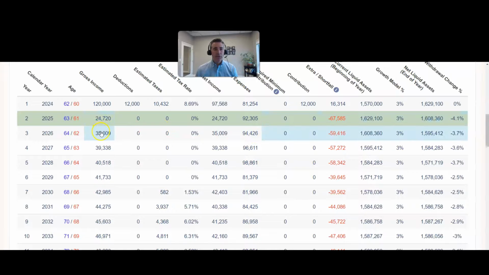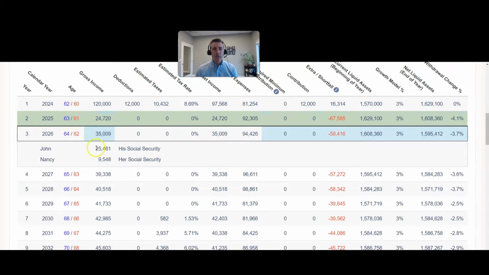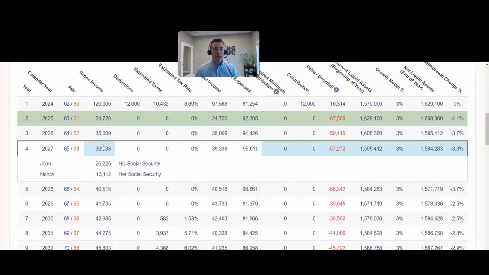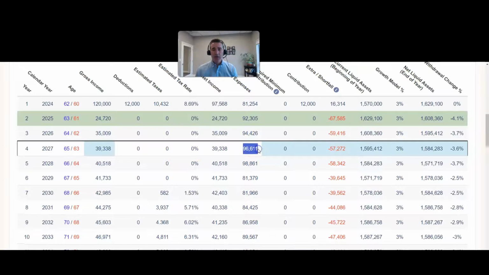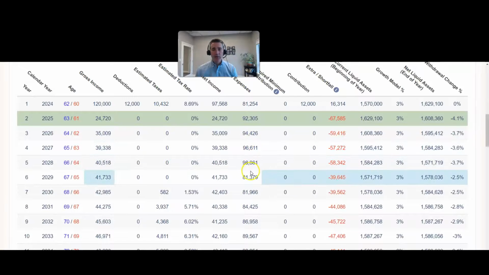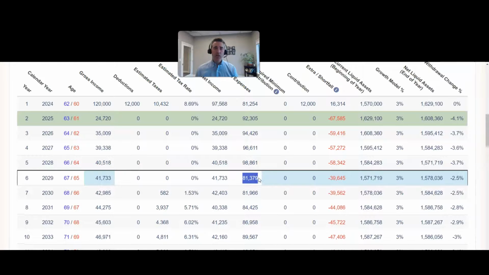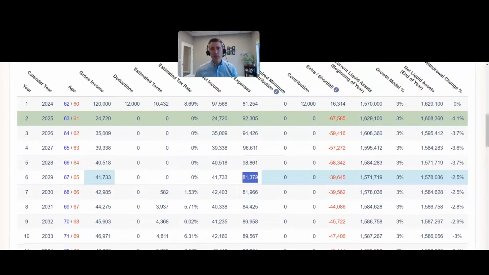When they get down to 2026, her Social Security starts. So she has a partial year of Social Security. By 2027, both of their Social Securities have fully kicked in as inflation-adjusted income. And you can see they need $96,000. Now, look down here in 2029. Notice that their budget changes. And that's because, remember, we had their house being paid off. So the mortgage goes away. They still have the property taxes and insurance, but they no longer have the principal and interest payment anymore.